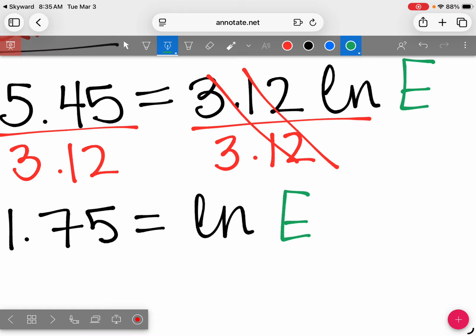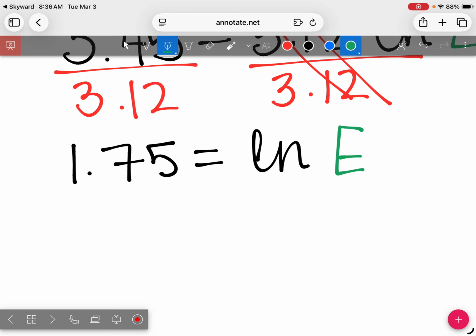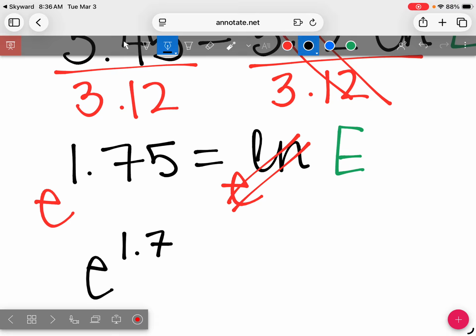So I'm really close to getting that E by itself. The only thing standing in my way is the natural log. What is the opposite of natural log? E. So when I put the E in, what I want to make sure you understand is this all becomes exponents. So this means E to the power of 1.75. But over here, because these are opposite, they cancel. So I end up with E to the power of 1.75. That's going to equal my energy.